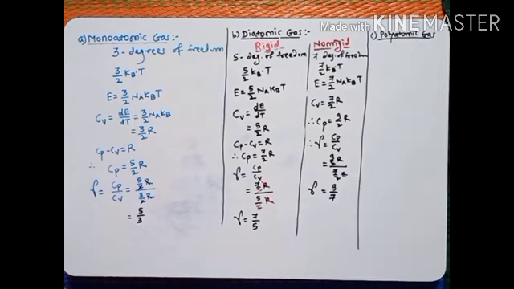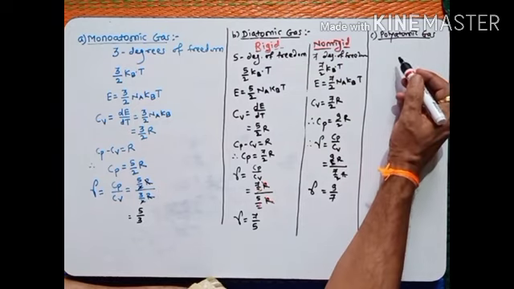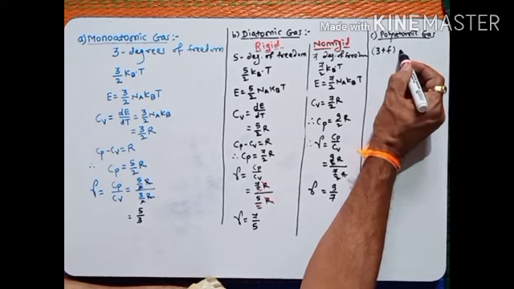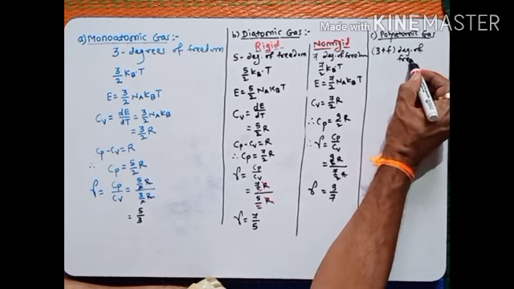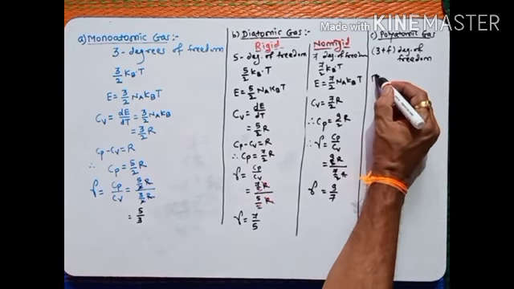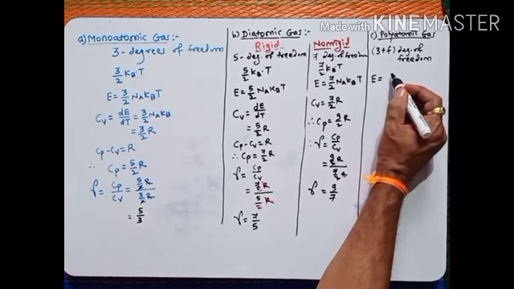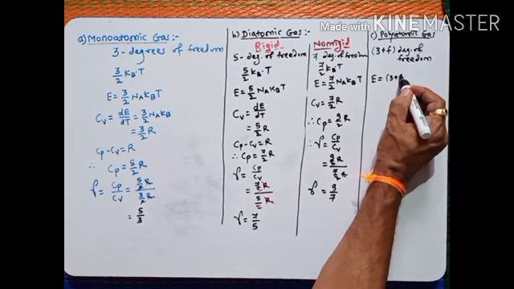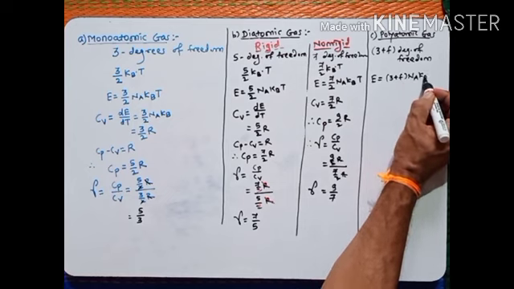Polyatomic gas. Here, for polyatomic gas, we consider the number of atoms, so there are 3 degrees of freedom, and we consider again 3 plus F degrees of freedom. That means we get 3 plus F degrees of freedom, and the total energy E can be written like this: E is equal to (3 plus F) Na kB into T.